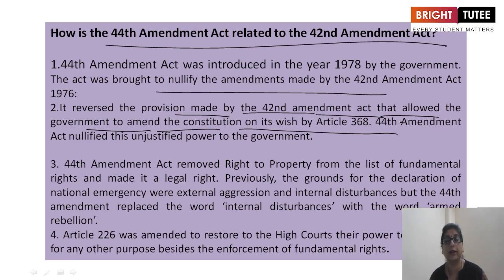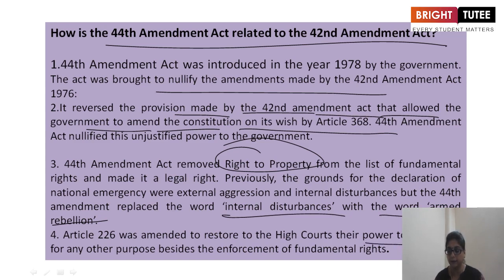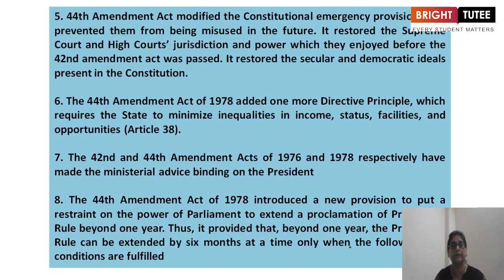And the third point is the 44th Amendment Act removed the right to property, which was very important, from the list of fundamental rights, and made it a legal right. Previously, the grounds of the declaration of national emergency were external aggression and internal disturbances, but the 44th Amendment replaced the words internal disturbances with the words armed rebellion, right? Then Article 226 was amended to restore to the high courts their power to issue writs for any other purpose besides the enforcement of fundamental rights.